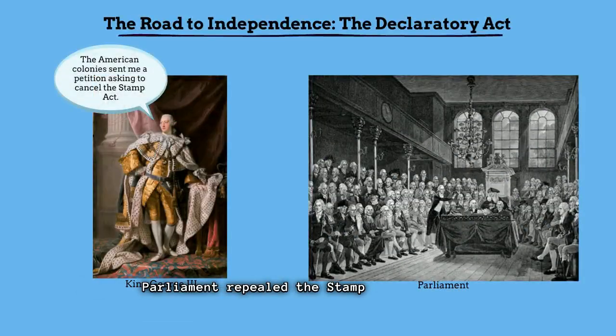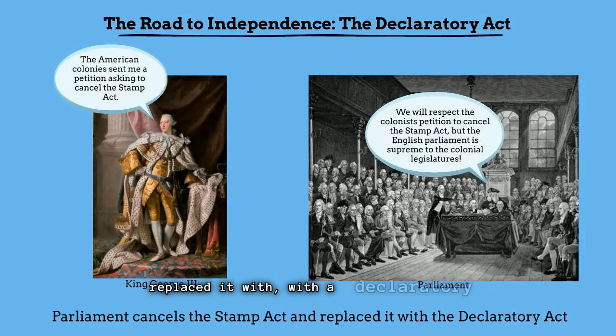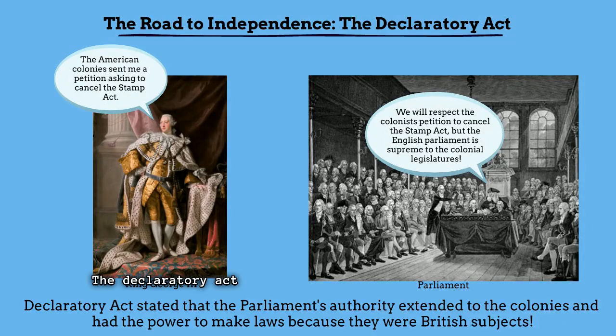Parliament repealed the Stamp Act, but they replaced it with the Declaratory Act. The Declaratory Act stated that the British Parliament's authority extended to the colonies, and it had the power to make laws for the colonies because, of course, all the colonists were British subjects.